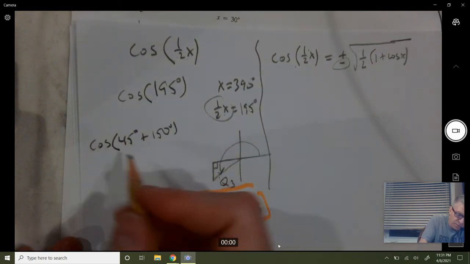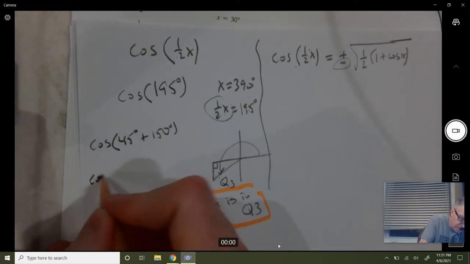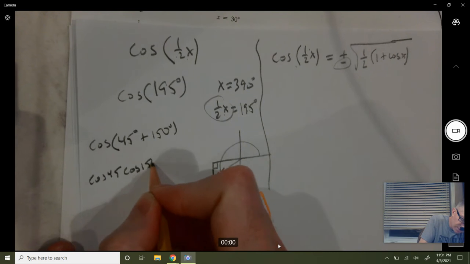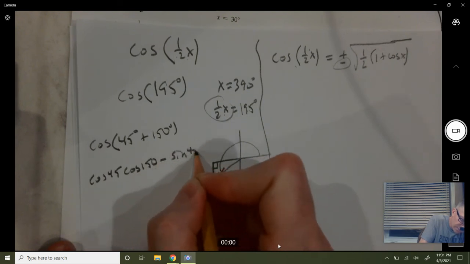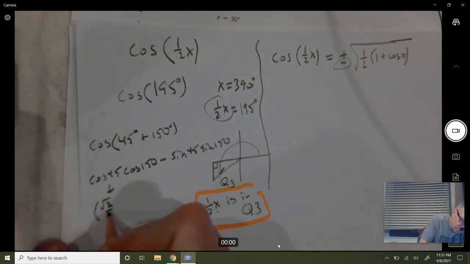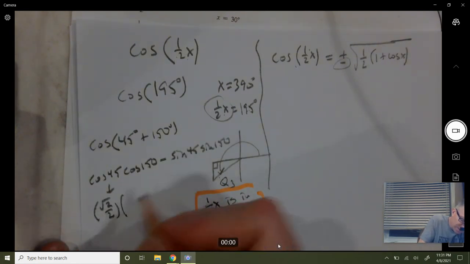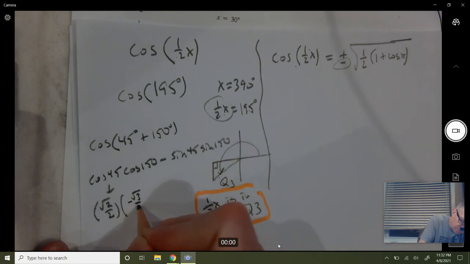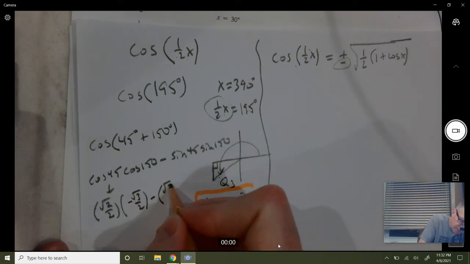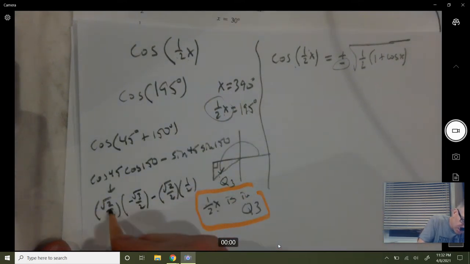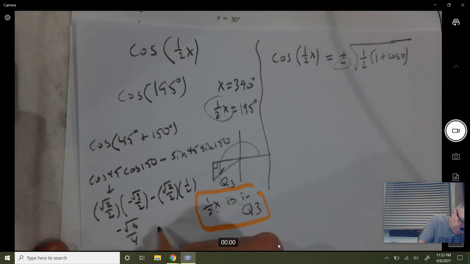And we use our formula for cosine of a plus b. It's going to be cosine 45 cosine 150 minus sine 45 sine 150. Cosine 45 is rad 2 over 2. Cosine 150, that gets you over here, that's negative rad 3 over 2. Minus sine of 45 is rad 2 over 2. Sine of 150 is 1/2. So I get negative rad 6 over 4 minus rad 2 over 4.